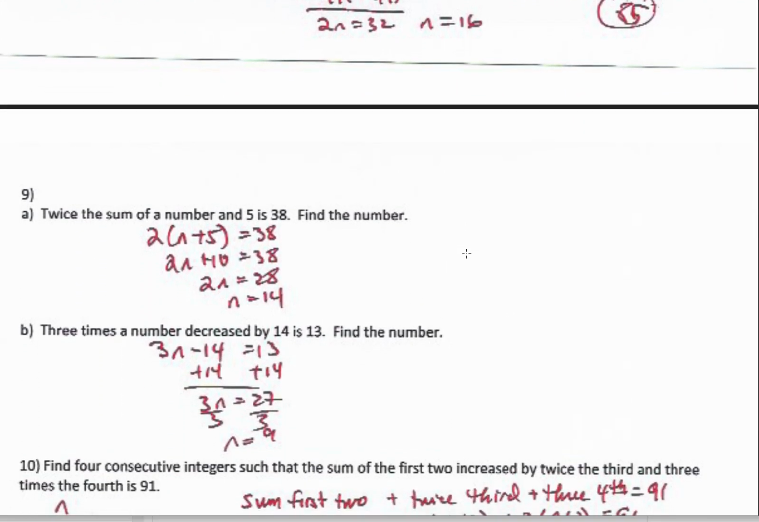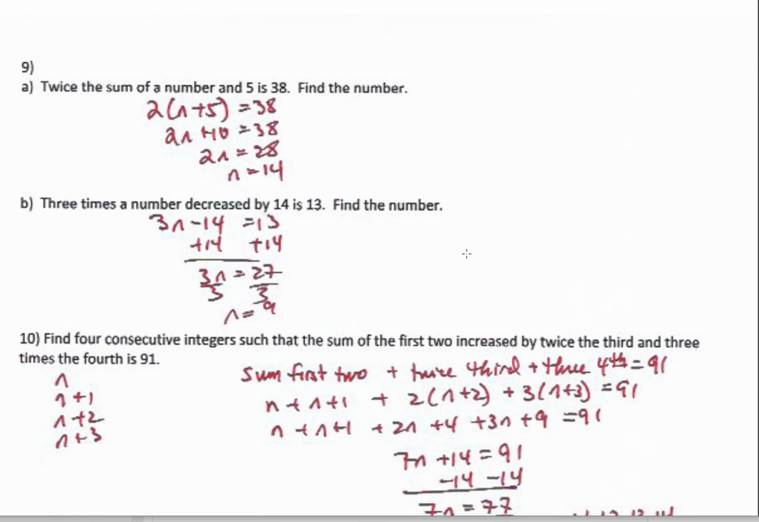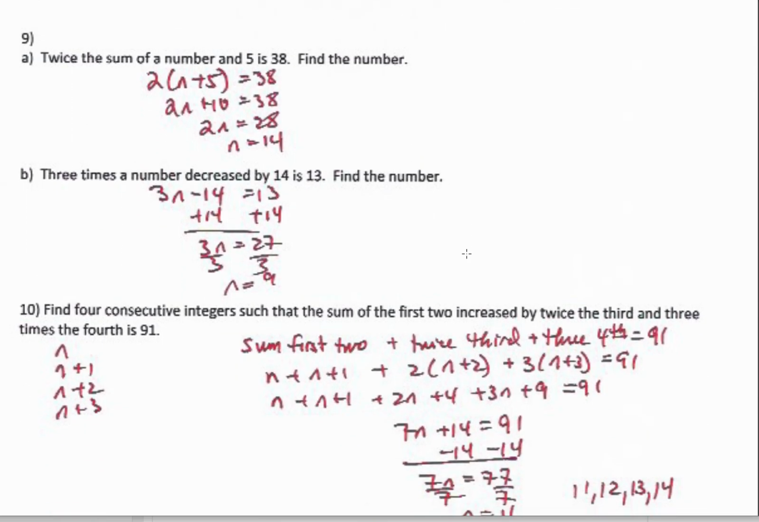All right, now, some word problems over here on the 3rd page. Twice the sum of a number and 5 is 38. So there's your sum of a number and 5, like we talked about before. Twice is 2 times. Distribute, 2n plus 10 is 38. Minus 10 from both sides, 2n is 28.